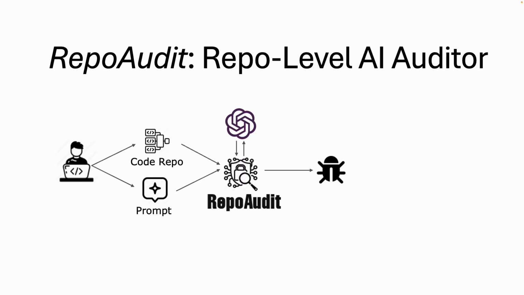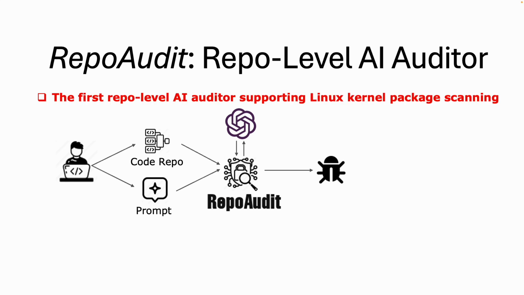To fill the gap, we propose a novel repo-level AI auditor named RepoAudit. Notably, our RepoAudit is the first repo-level AI auditor that can support large-scale code analysis. We can even support bug detection upon Linux kernel packages.